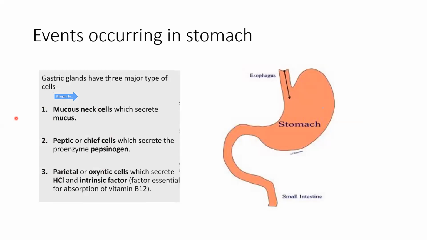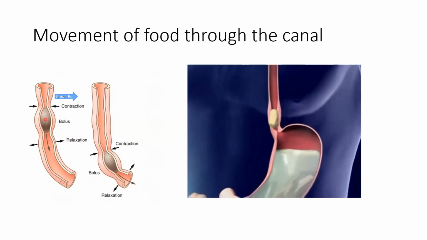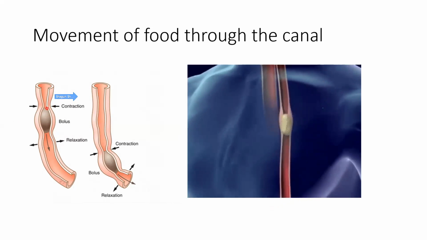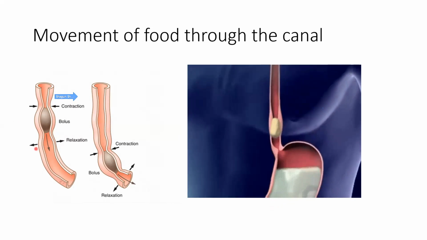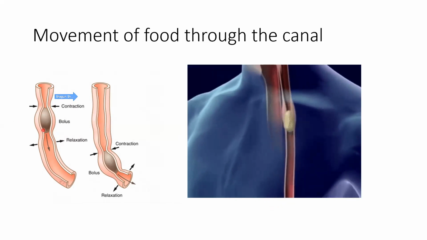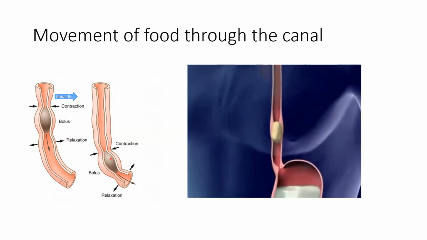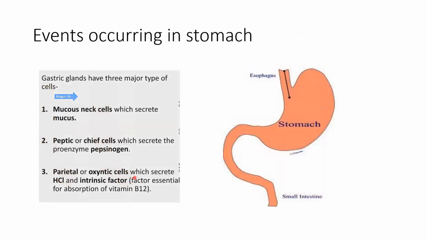Yeah. So, as you can see, when this whole thing contracts, the food particle will start moving downwards, and the muscle towards the downside will relax, which will allow the food particle to move further. So, this contraction and relaxation allow the food to keep moving and will eventually end up in the stomach. Right? Okay. So, now the question is, what happens in the stomach?